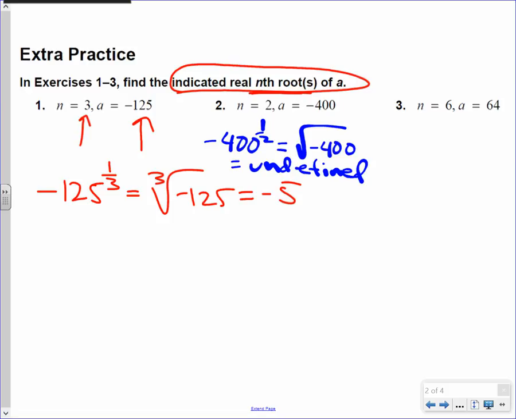And number 3, Morales, set up number 3 for me. 64, with the exponent of 1/6. The 1/6 power. Which equals the 6th root of 64. Awesome. Which equals 2. Type that in your calculator. We're good to go.